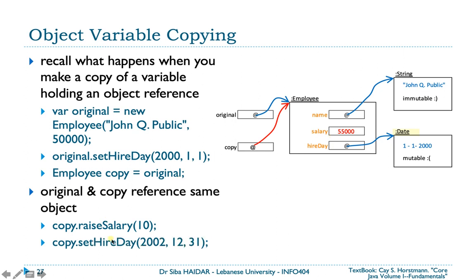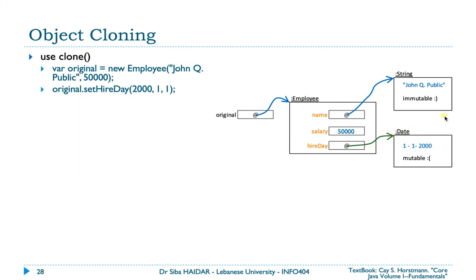And also, if you set the hire day of the copy with setHireDay 2002 December 31, what happens is that through copy you will access hire day, and then you will change the state of the hire day, which will become 31/12/2002, but this is the same value for the hire day referenced by the original inside the Employee object. So this was a recall, and now you are convinced that we should use object cloning whenever we want to use a copy of the object and not a reference to the same object.